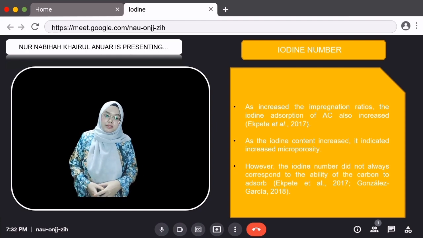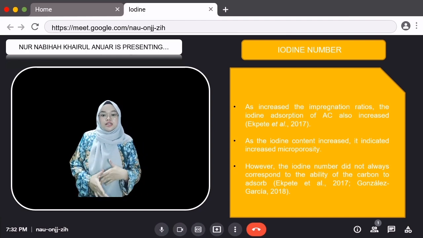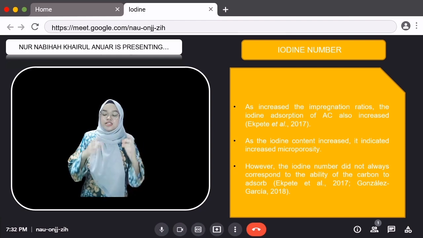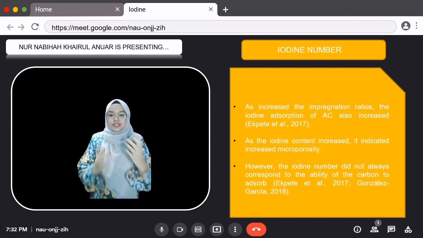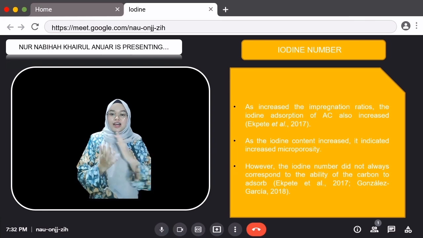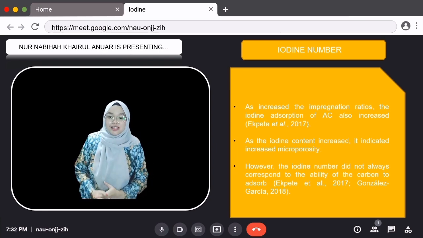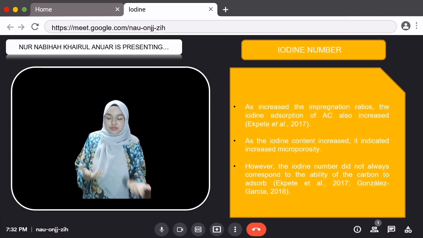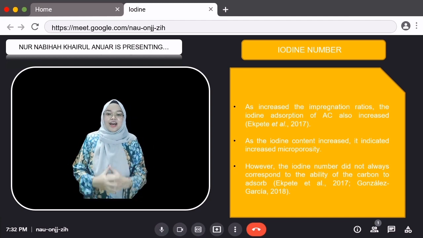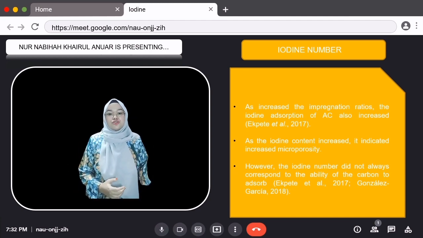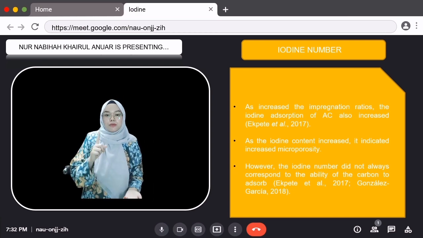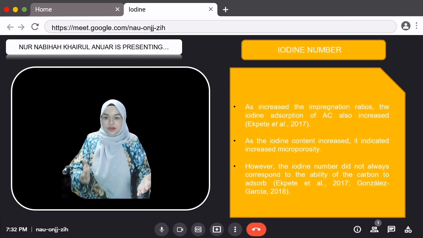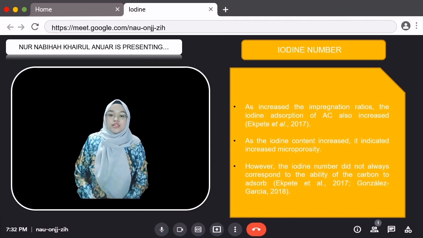Iodine number. The most popular indicator for determining adsorption capacity is the iodine number. The iodine number is examined in this study using sodium thiosulfate volumetric titration. As the impregnation ratio increased, the iodine adsorption of AC also increased. Additionally, as the iodine content increased, it indicated increasing microporosity. However, the iodine number did not always correspond to the ability of the carbon to adsorb various organics. It is used to approximate the surface area of the AC that increased with the size of the pore structure.